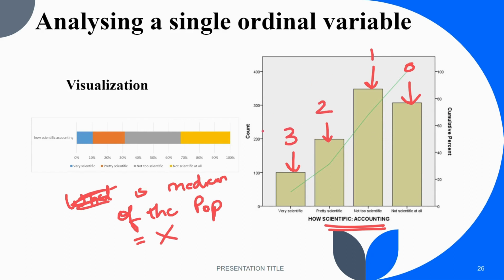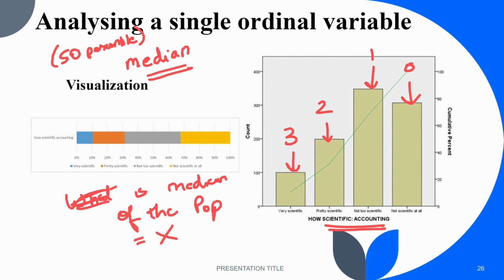Now, in ordinal data we talk about the median as a summary measure. Median means the 50th percentile. That means 50% of the population is below and 50% is above the median. So we can say that when the median is equal to X, at least 50% of the people are below X and at least 50% of the people are above X.